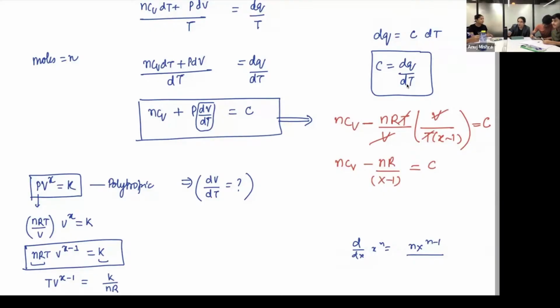I can tell you right now. So what will the value be per mole? CV plus R upon 1 minus x. This is your value of C per mole.